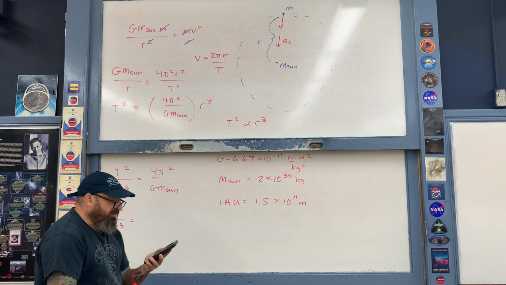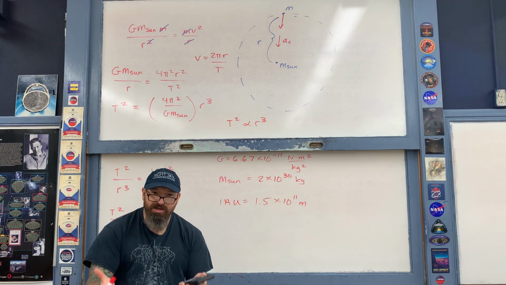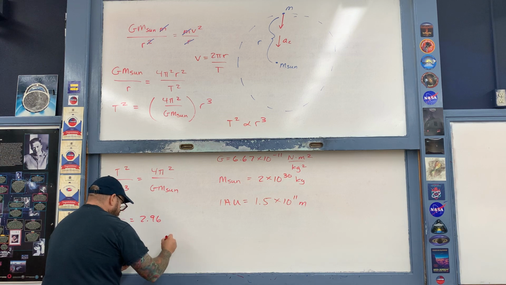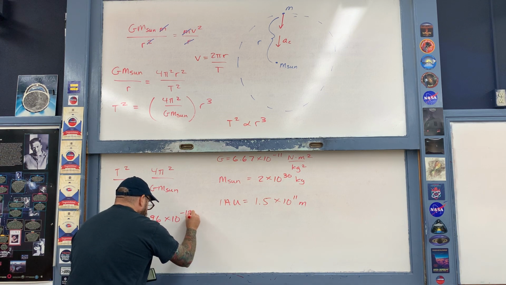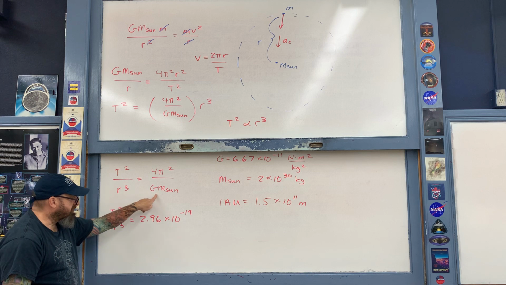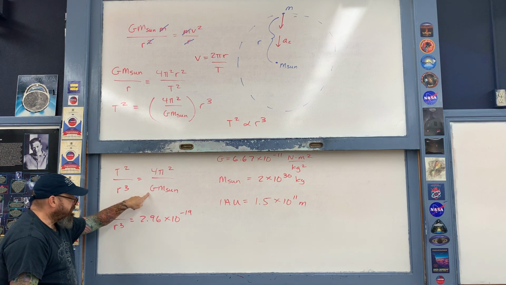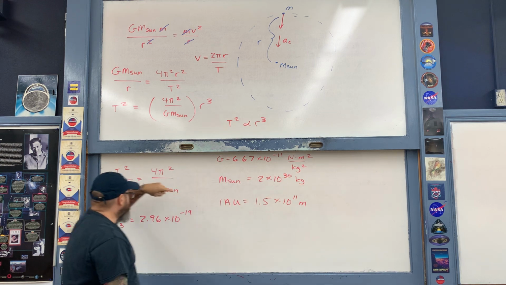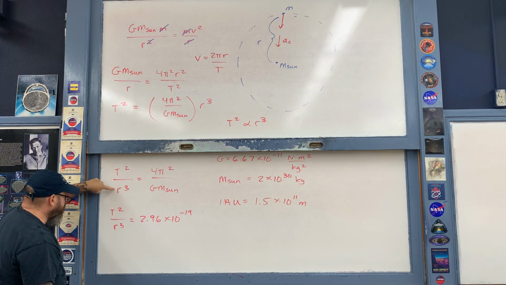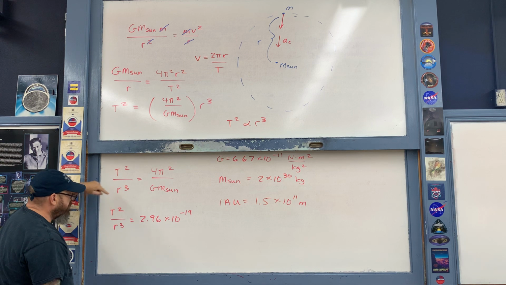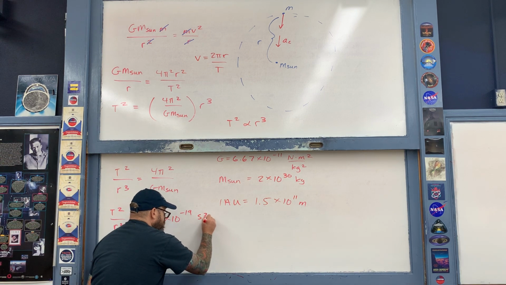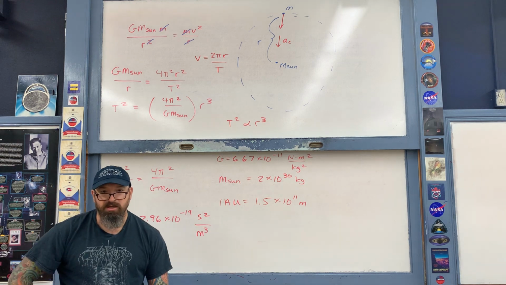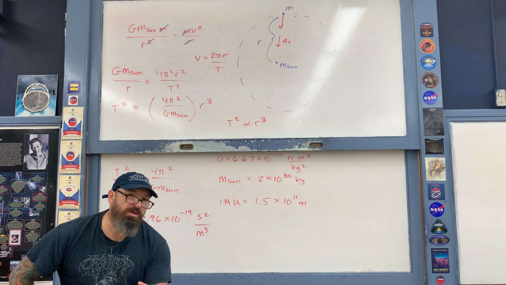And now when I punch in all of these numbers, I get something that is nowhere near 1. Instead, I end up with about 2.96 or so times 10 to the minus 19. But what are the units of this quantity? Well, this quantity here is all in terms of metric SI units, and it's measuring a time squared divided by a distance cubed. Therefore, it is seconds squared per meter cubed, because I'm in metric SI units. So I'm in the wrong units.